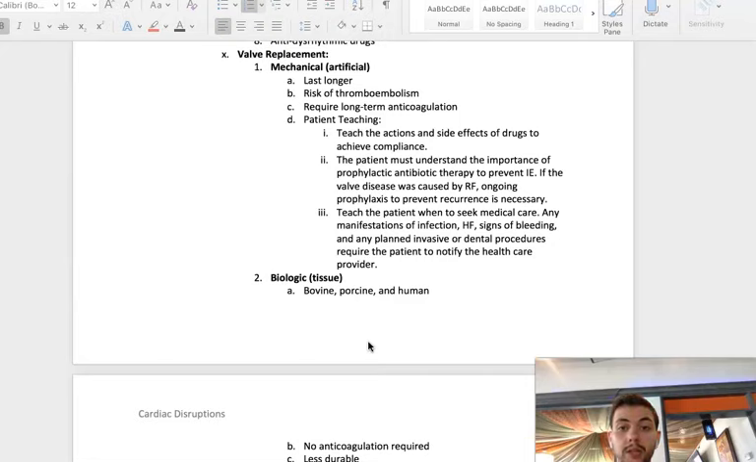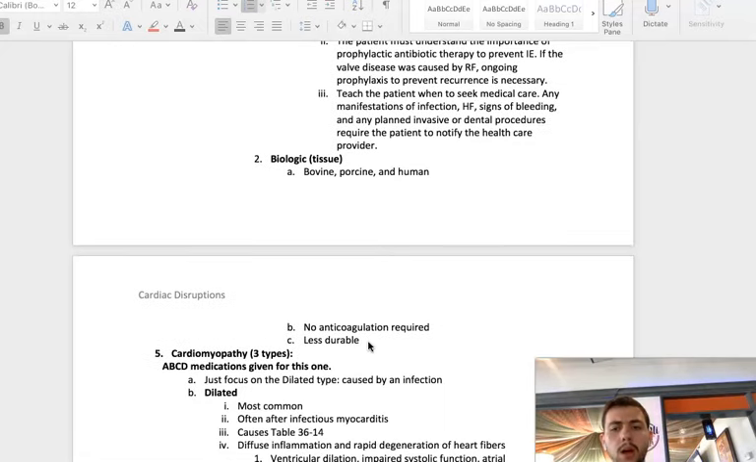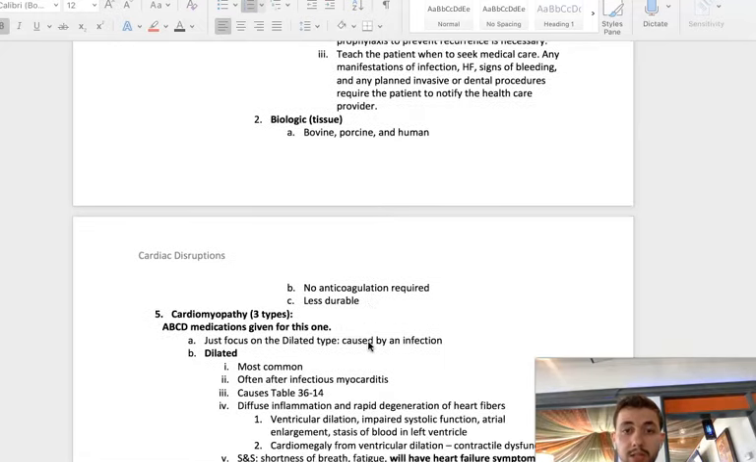For patient teaching, you want to teach the action and side effects of the drugs. The patient must understand the importance of prophylactic antibiotics before any procedures. Teach them to seek help when any manifestation of infection, heart failure, or signs of bleeding happen. And you also have the biologic tissue, which is human, bovine, or porcine. No anticoagulation required.